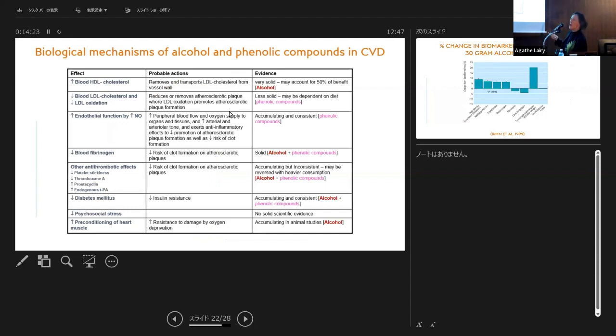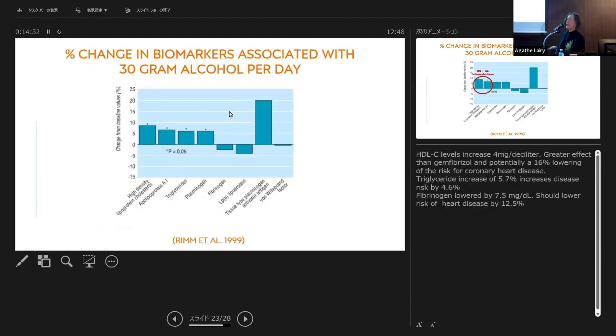This is more of a summary slide looking at phenolic compounds and alcohol components to show that they are complementary. They have similar effects. In fact, some have the same effects, but they are additive in their actual effects that you see. So they're both important, both have slightly different roles and additive effects. We can see here, this is an interesting one.